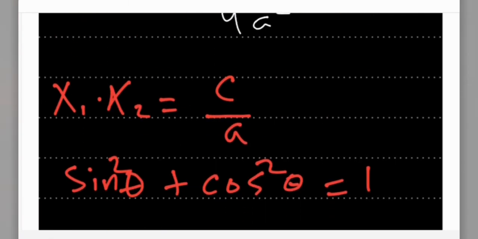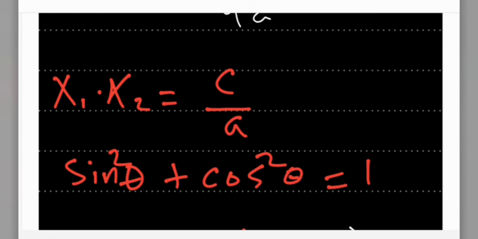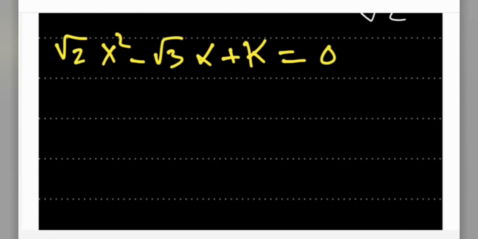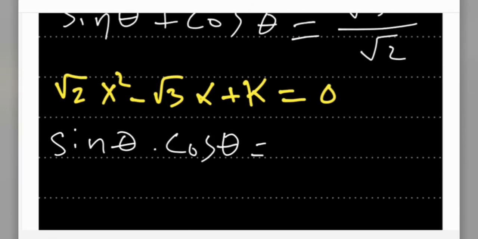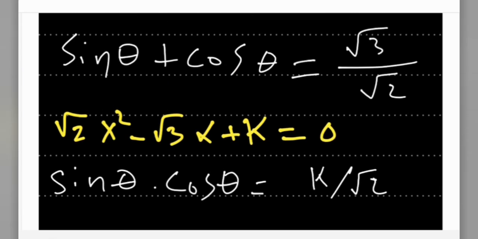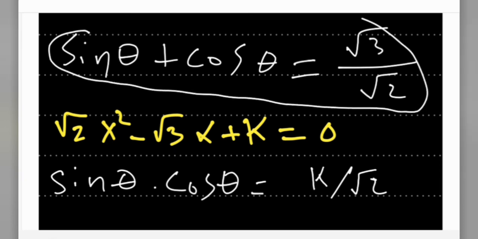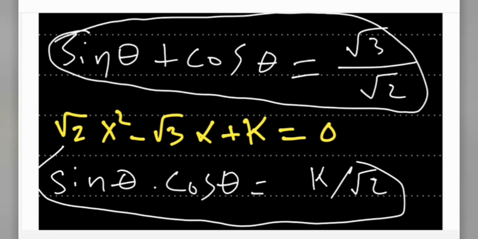Now the second relation we had is this one over here. Sine of theta multiplied by cosine of theta is equal to c divided by a, right? So c is k and a is square root of 2. Okay, so what can we do now? Well, look, we have these two relations, and we want to find the k.